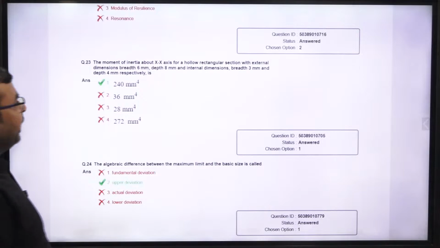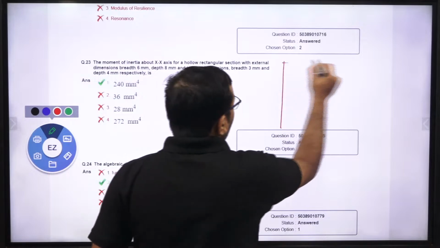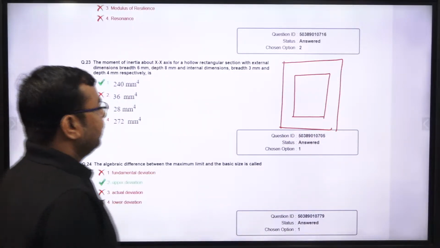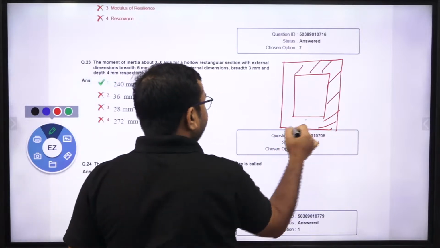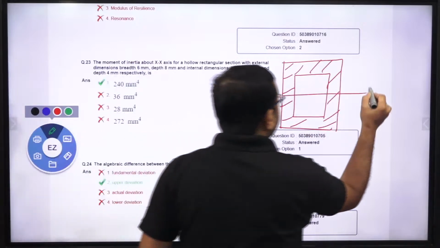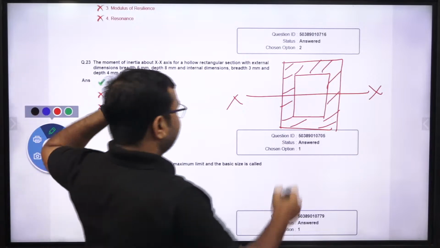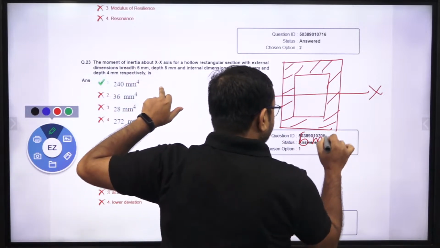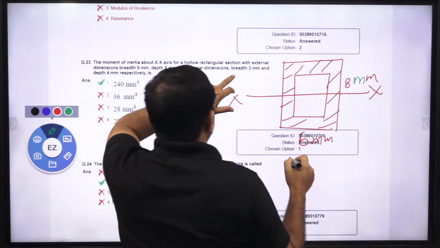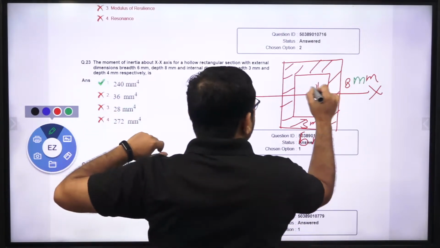The moment of inertia about the x-axis of a hollow rectangular section. So simply you can see here, suppose we have a hollow rectangular section like this, in which we have material somewhere here only. Yes or no? And the moment of inertia about xx, let's say this is the xx axis, for a hollow rectangular section with the external dimensions breadth 6 mm and height 8 mm, and the internal dimensions breadth 3 mm and height 4 mm.